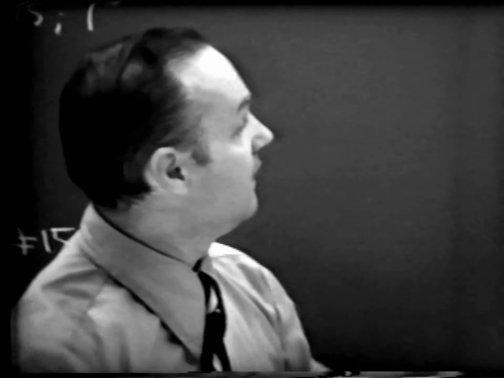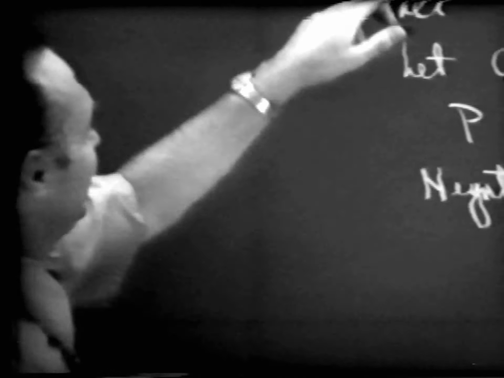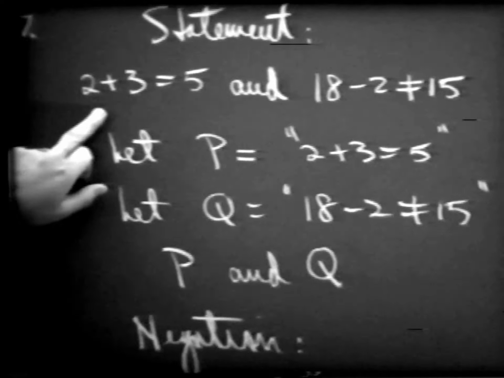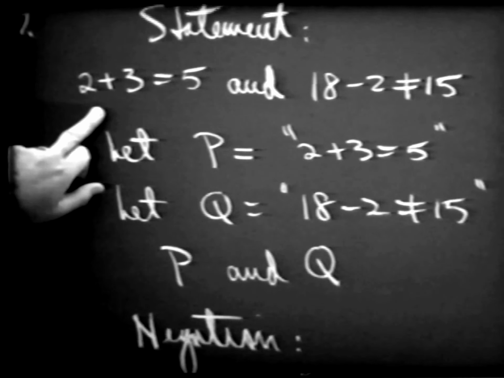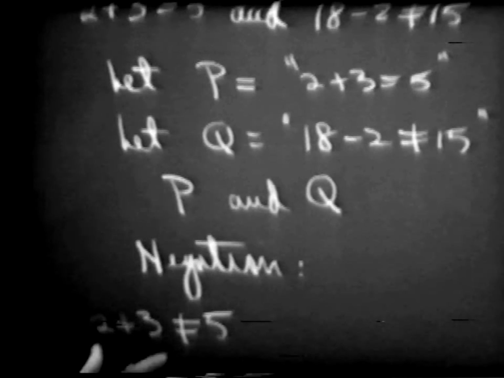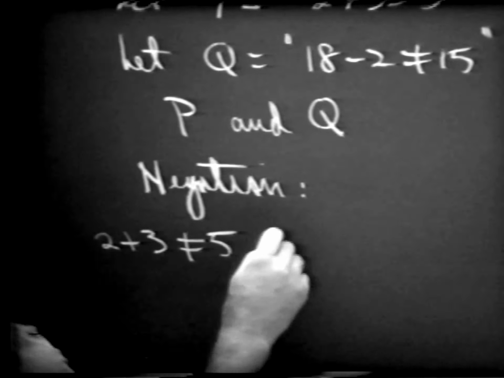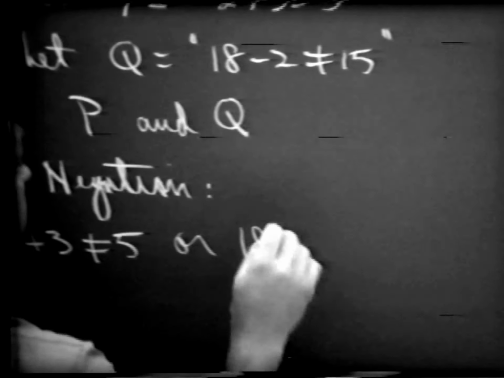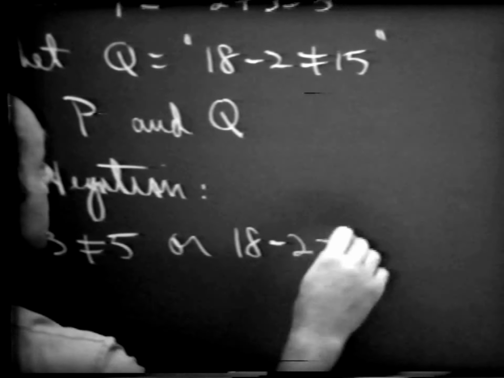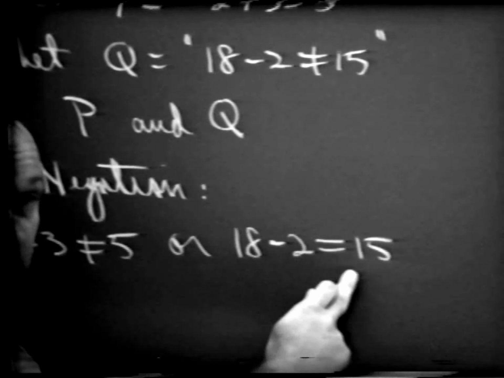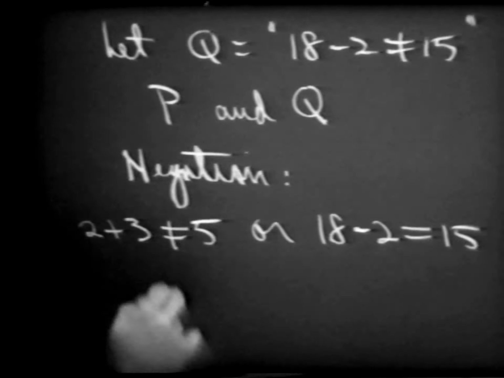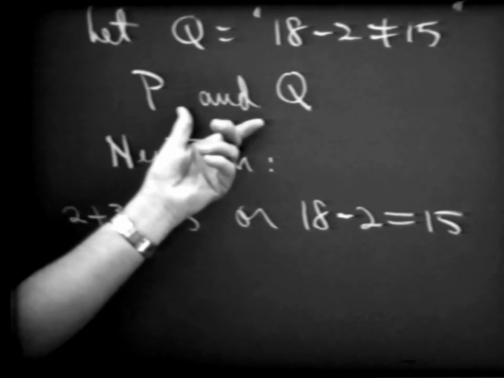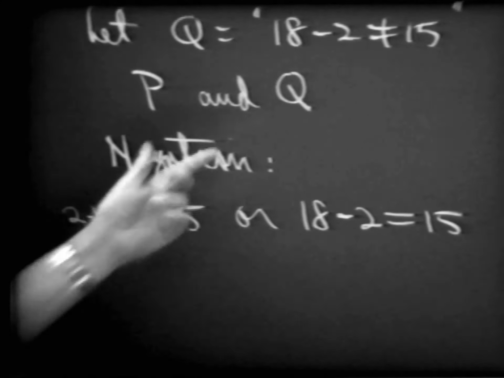Doug? Not P or not Q. Not P or not Q. Well, let's come right back to here. I think you're saying that 2 plus 3 is not equal to 5. We have to negate this one. Or, is that right? The word or. Now we have to negate the other simple statement, 18 minus 2 is equal to 15. Is that right?